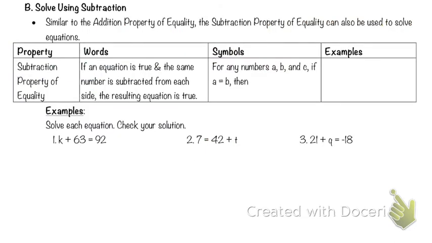Oof, okay. So, solve using subtraction. Similar to the addition property of equality, we have the subtraction property of equality, and it can be used to solve equations too. Subtraction property of equality: if an equation is true and the same number is subtracted from each side, the resulting equation is true. Is that basically the same as the addition property, except now it's just subtraction instead of addition? Totally. It's word for word the same, except addition got substituted for subtraction. Get it? Okay. Anyway, symbols.